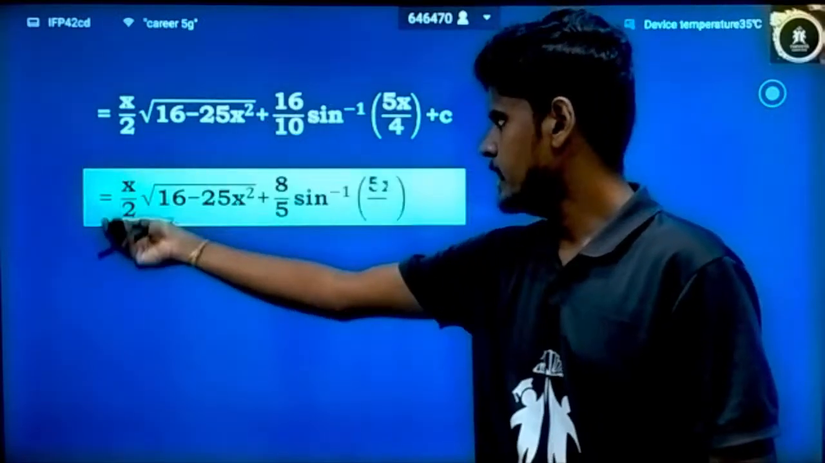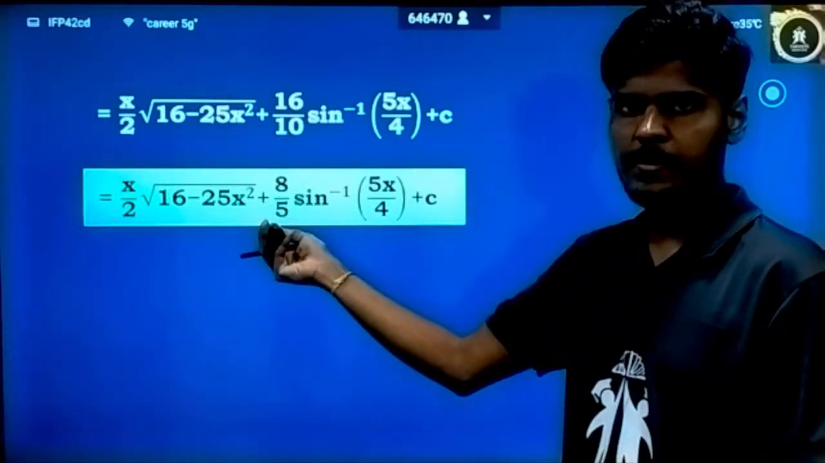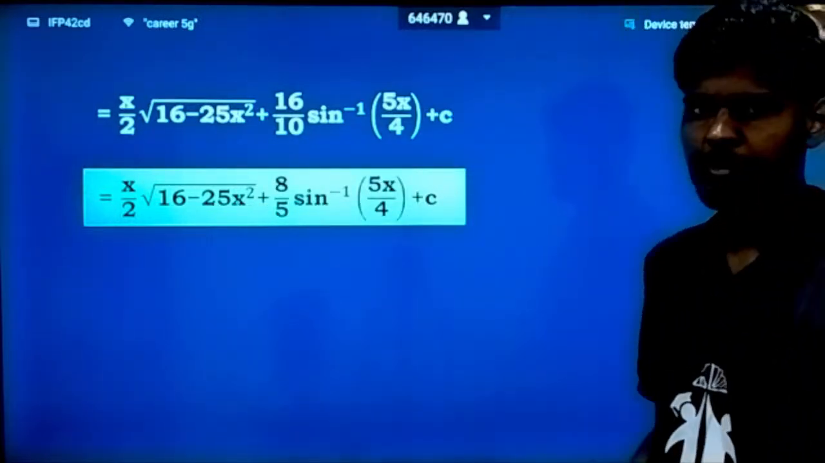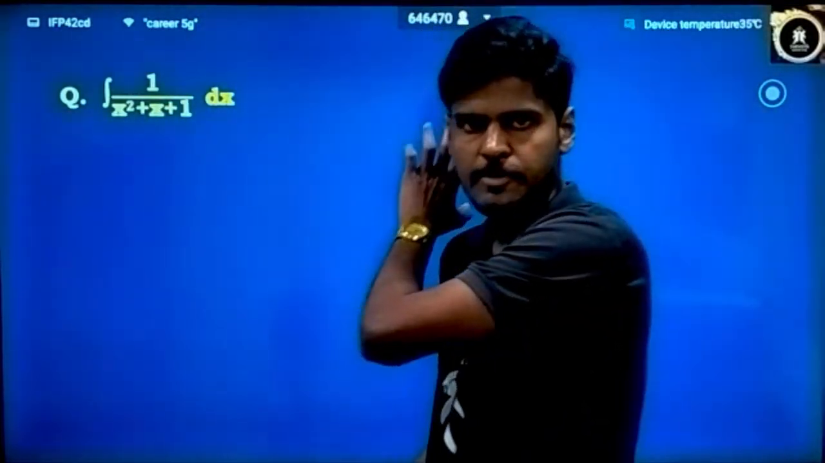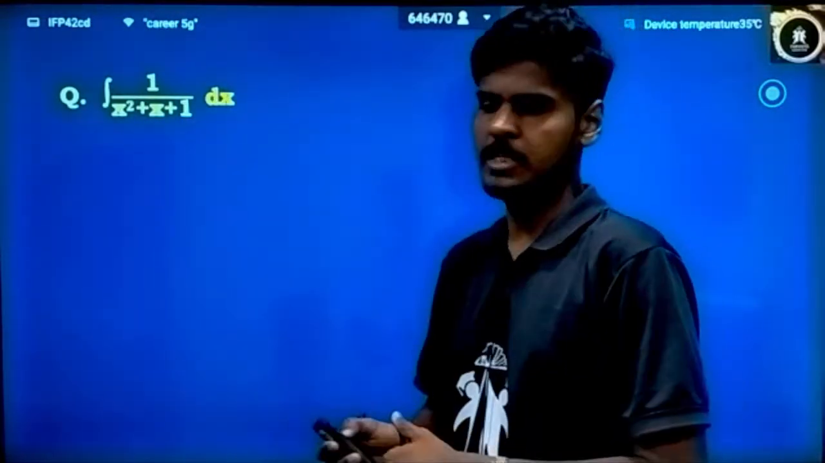So the answer comes out to be x by 2 square root of the given expression plus a square by 2 will become 8 by 5 sin inverse of 5x by 4. Easy questions. We just need to convert the given question into standard form and apply the formula. Next is another interesting question.